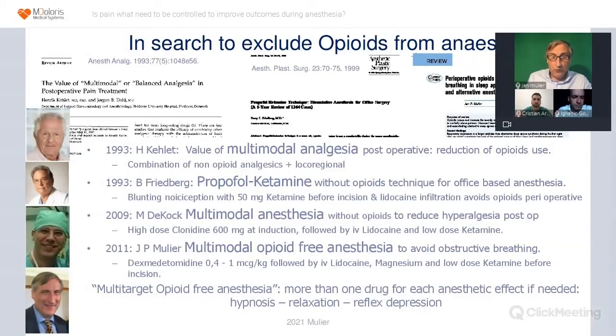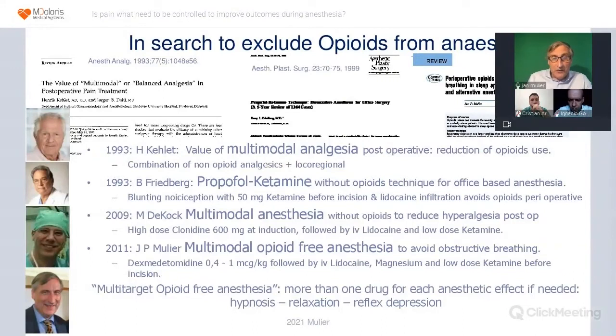Actually, the first one who was really doing opioid-free anesthesia was Barry Friedberg. He was using propofol and ketamine without any opioids for office-based anesthesia, primarily for plastic surgery, but even large plastic surgery procedures. The basic trick was blocking everything before surgery starts, which means a relatively high dose of ketamine, 50 milligrams, and combined with propofol, no problem with hallucinations if you stay below that level. The second part was a very strong infiltration with a lot of lidocaine, and this is the anti-inflammatory effect. So blocking the nociception and blocking the inflammatory reaction with a lot of lidocaine was able to remove the need for opioids intraoperatively and also postoperatively.